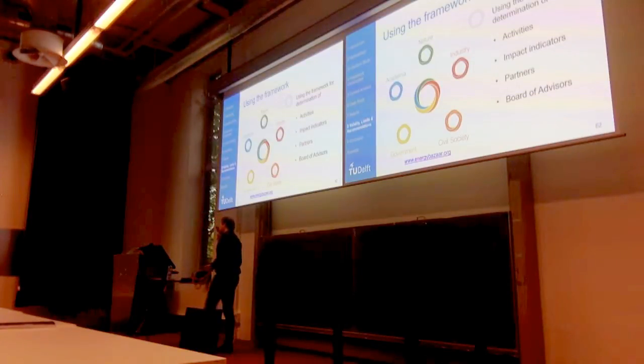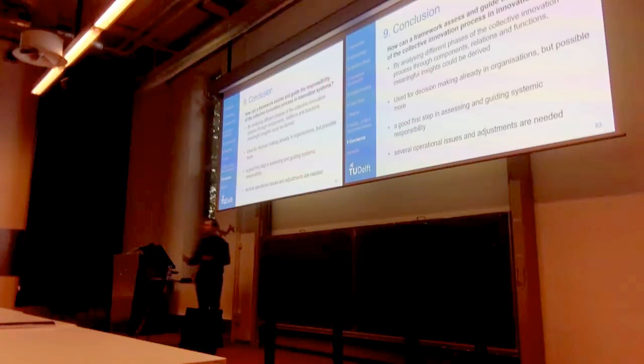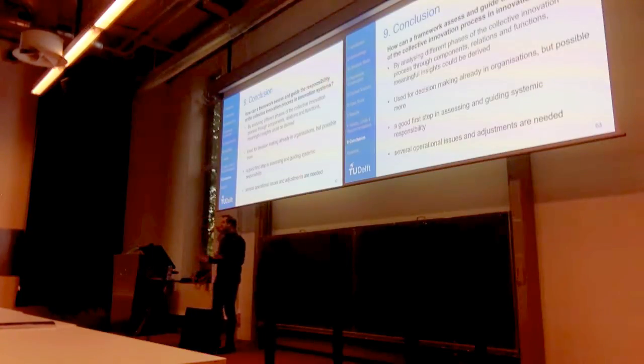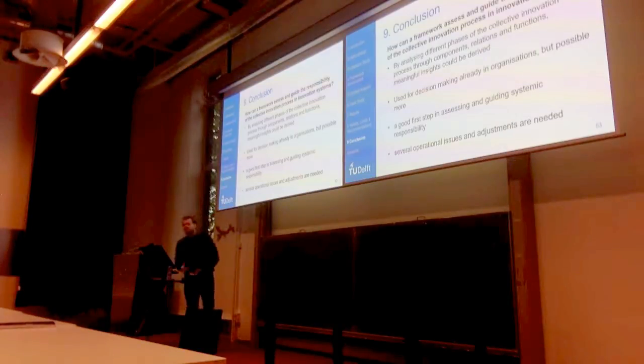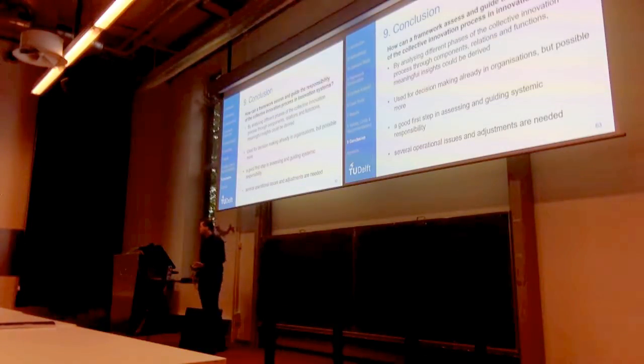And that brings me to the conclusion of this framework. How can a framework assess and guide the responsibility of the collective innovation process in innovation systems? Well, by analyzing the different phases of the collective innovation process through the components, relations and functions, meaningful insights will be derived. It's already used for decision making now in organizations, but can possibly be used for more. For example, how a policy is designed or events are designed.